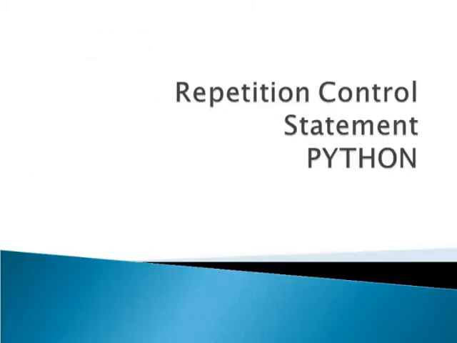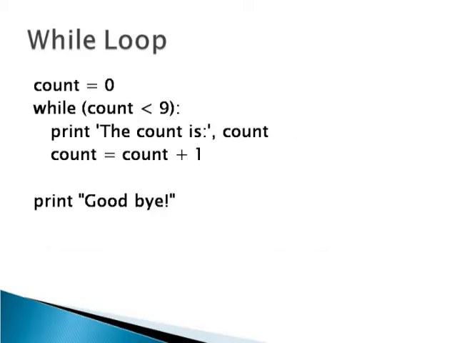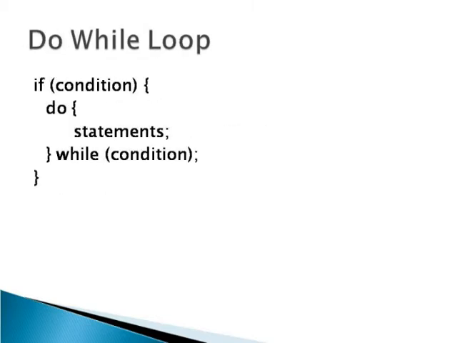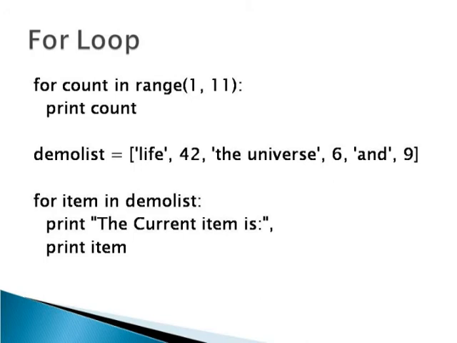Repetition control statements in Python. While loop example. Here the count will be printed from 0 to 8. In the end, the goodbye message will be printed. Do while loop example. For loop example. In the first for loop, the count variable value from 1 to 11 will be printed. In the second example, the demolished array elements will be printed.